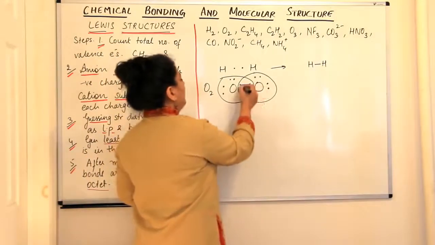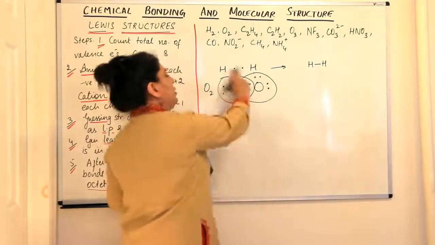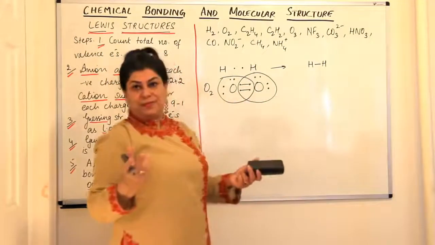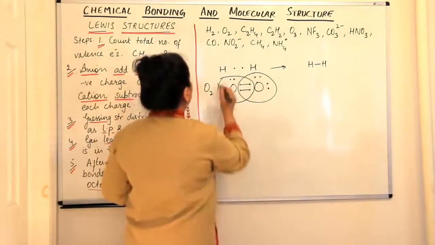So in the Lewis structure, you need not make the lines. It will be understood that these two electrons are the shared pair. You need not even make the circles, right? Just the electron dot structures are enough.